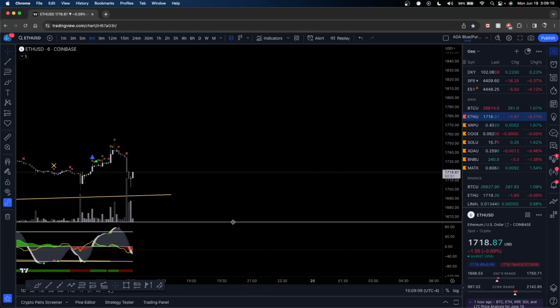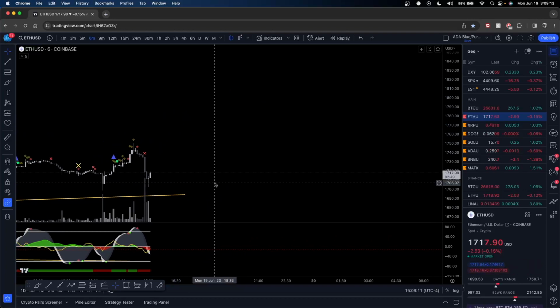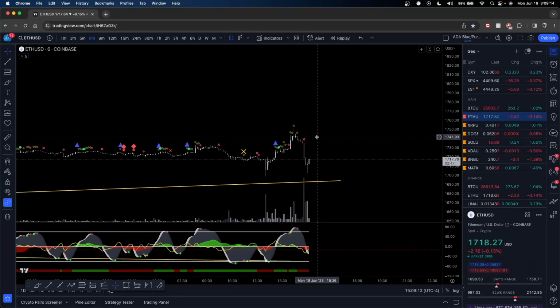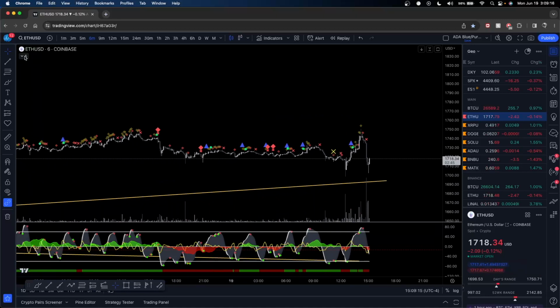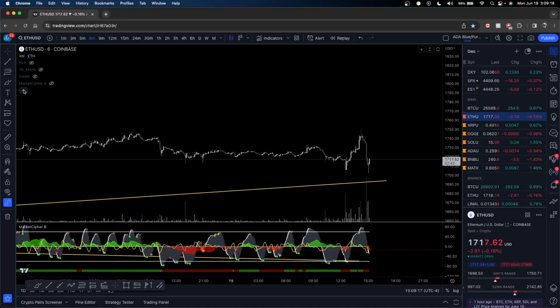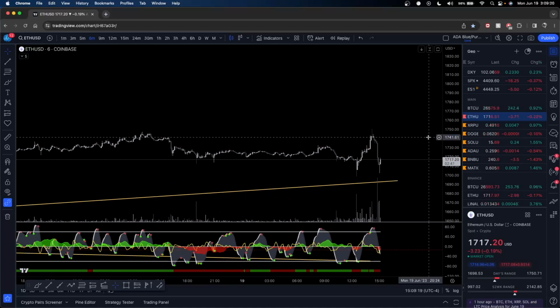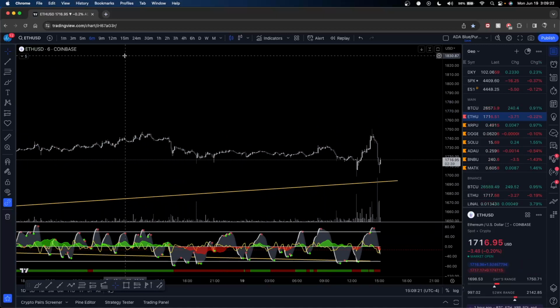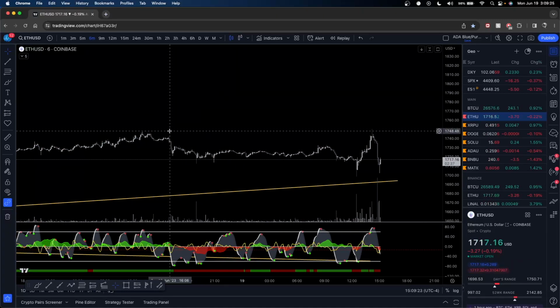Okay, so the very first thing that you need to know is that swing failure patterns happen literally all the time, and they happen on various time frames. So depending on the time frame that you like to trade, if you're day trading, if you're scalping, doesn't matter. You can see these things literally all over the place.